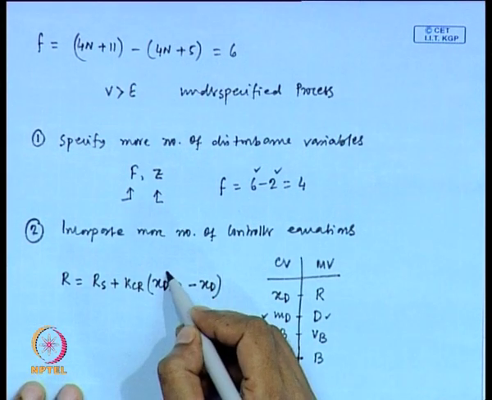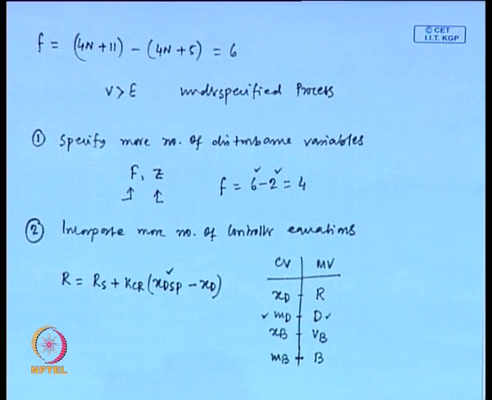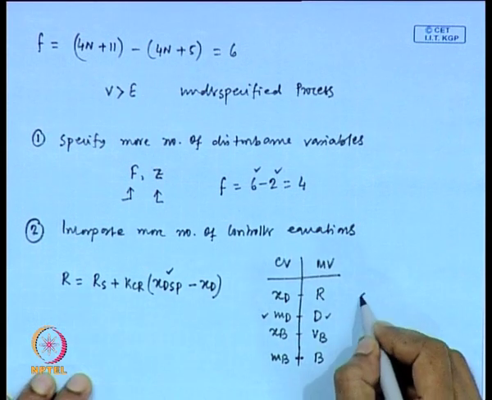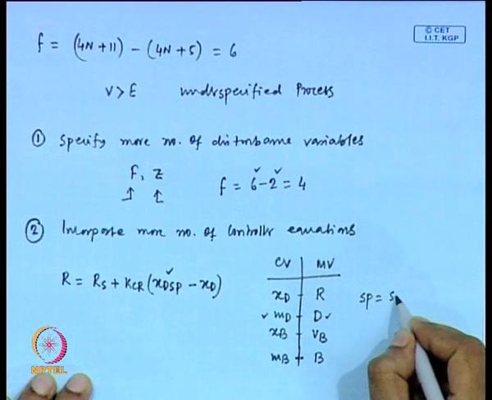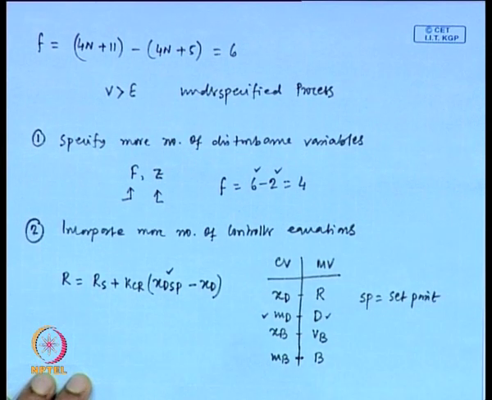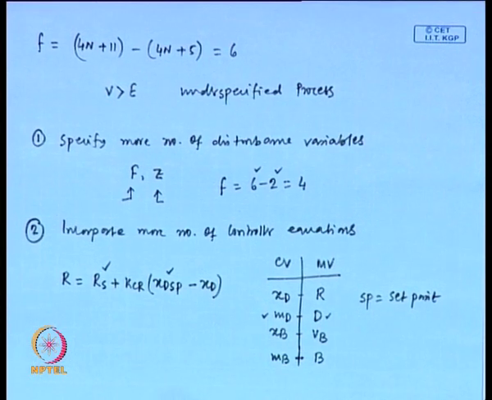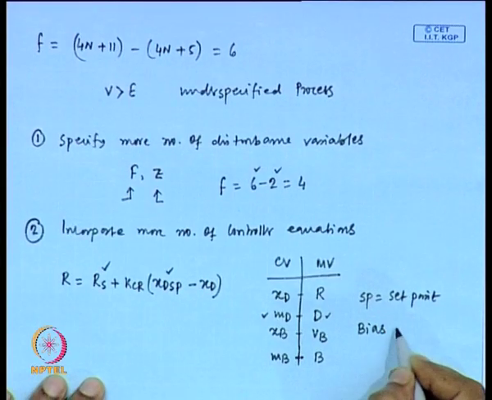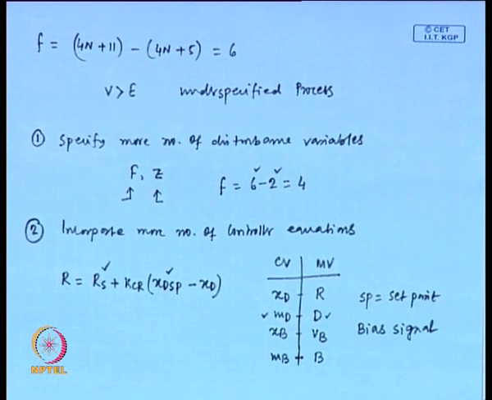Previously, we have used suffix d for the desired value. Here we are using Sp. Sp denotes set point. Set point is nothing but the desired value. Fine. And this Rs is the steady state value of R. In process control, we call Rs the bias signal, that is basically the steady state value of reflux rate R.